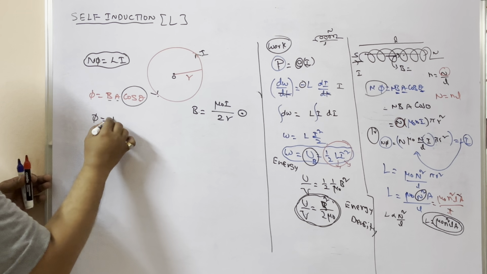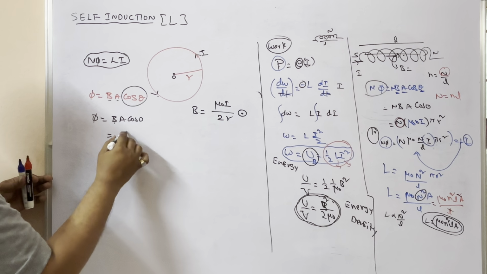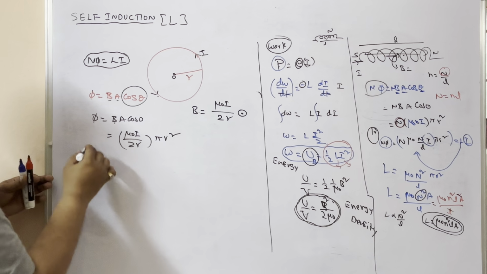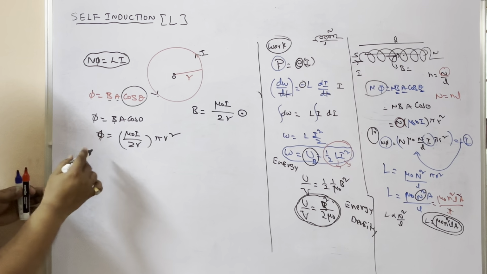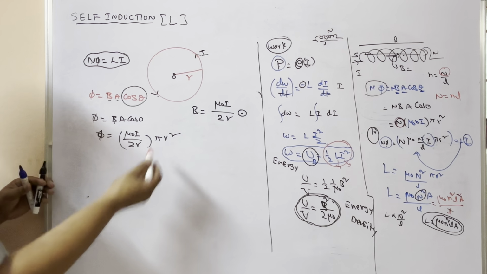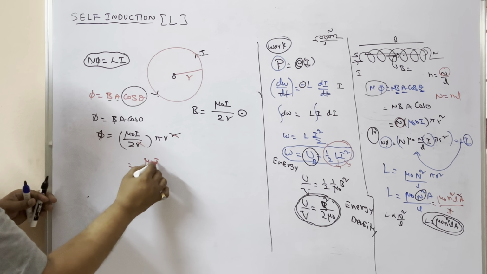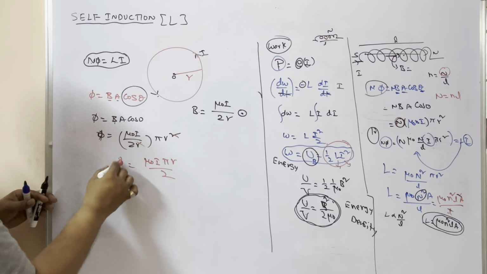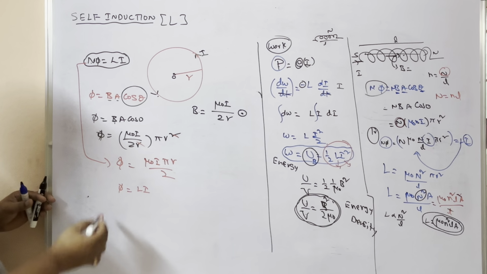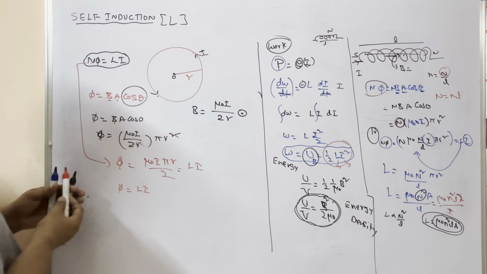So phi is equal to B A cos 0. What is B here? Mu naught I by 2R. What is the area of this coil? Pi R square. This is phi. Only one turn, therefore N value is going to be 1. If it has N turns, then we will get N, but that is secondary. Next, one R will be cancelled, so mu naught I pi R by 2. This is going to be phi. Compare this one with this. Phi is equal to Li, because only one turn is there. So I gets cancelled.